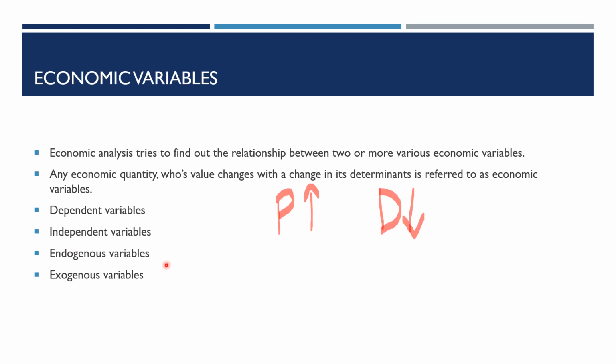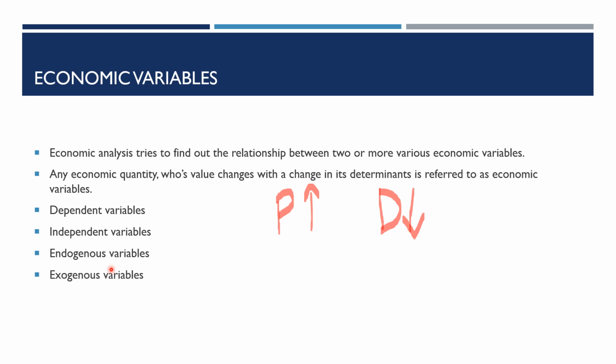Now let's understand what are endogenous variables. Endogenous variables refers to variables whose value can be obtained within the model under consideration. Let's take an example. The price of a product in the supply and demand model is said to be endogenous. In the case of the supply and demand model, the price is said to be endogenous.